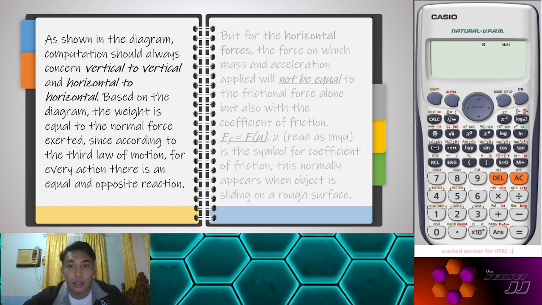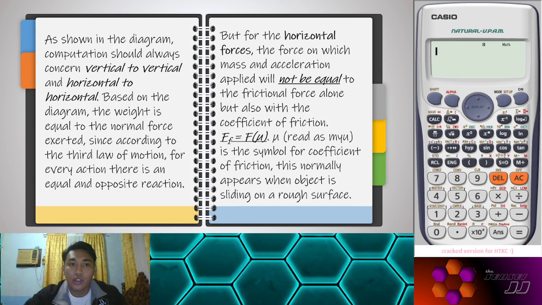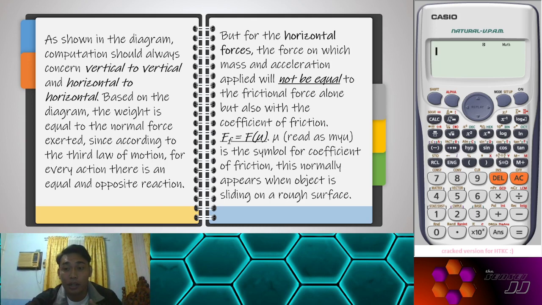For our horizontal, we have a little twist on this. It is not always equal. Like I said a while ago, the applied force is not equal to our frictional force, because if it is equal, we cannot push the object. The frictional force acts as the resistive force whenever we are pushing an object, so it will not be equal.